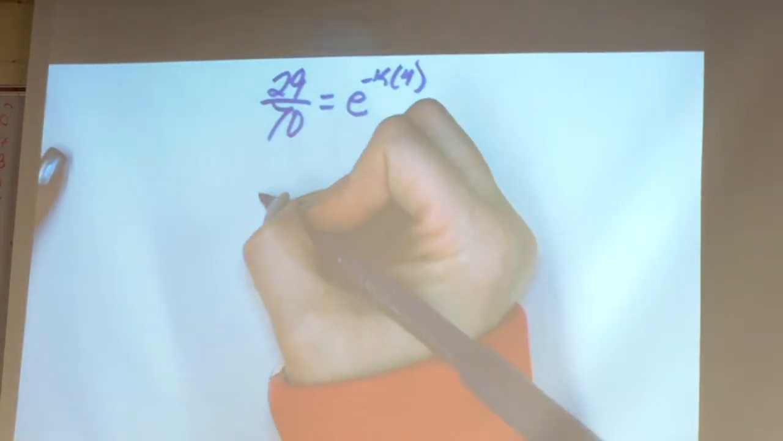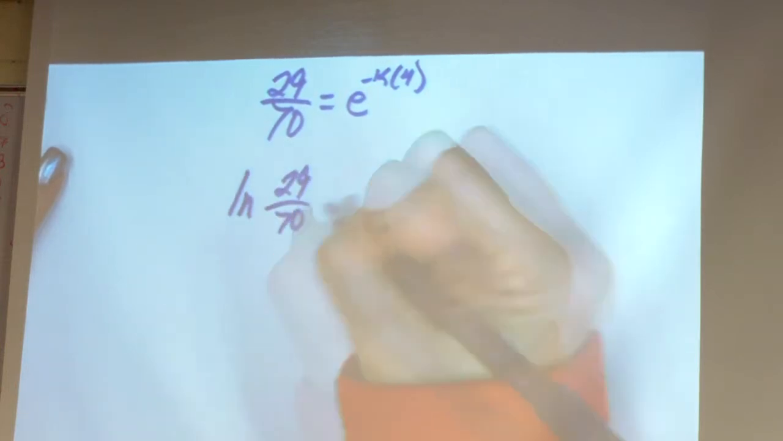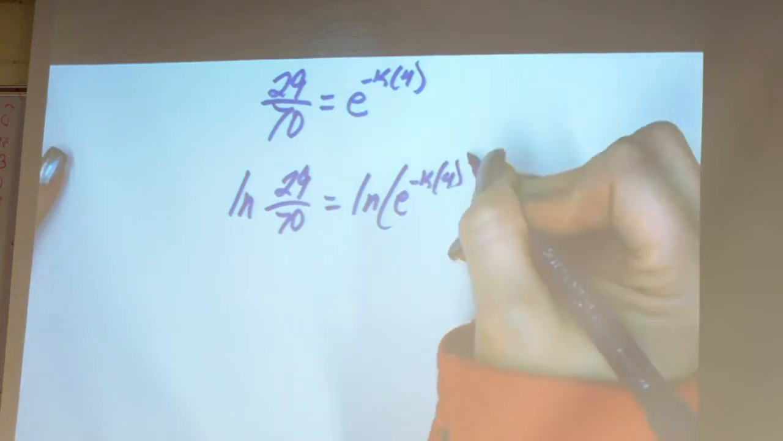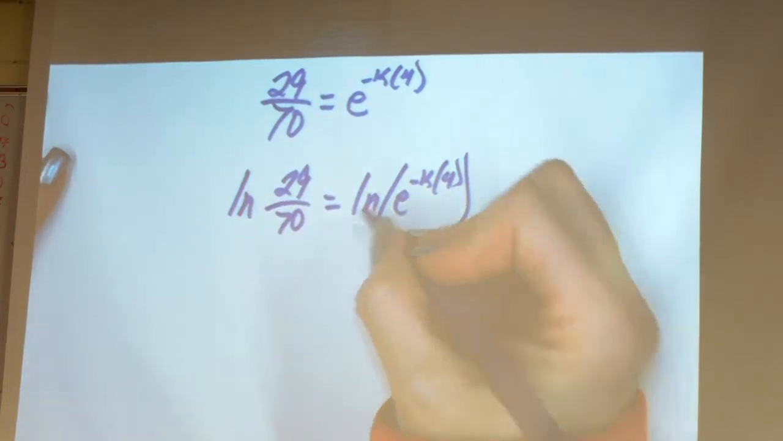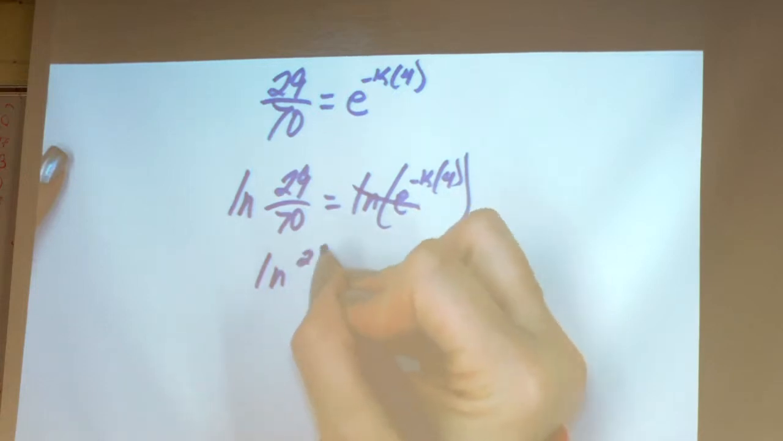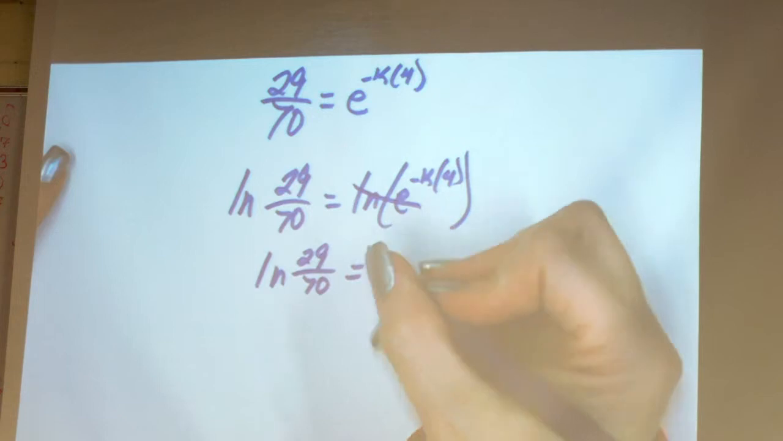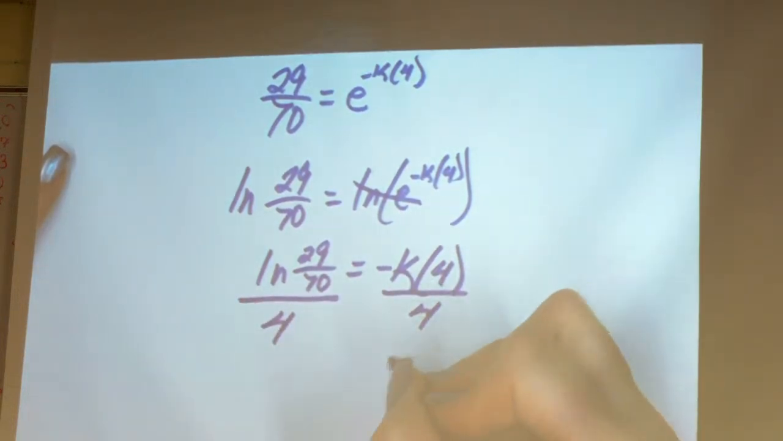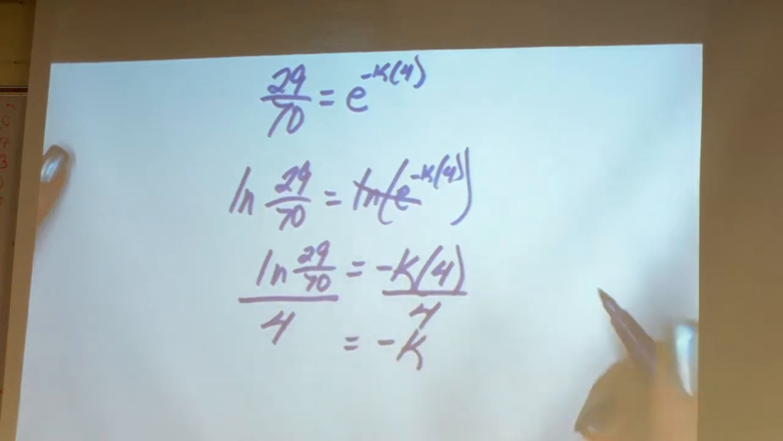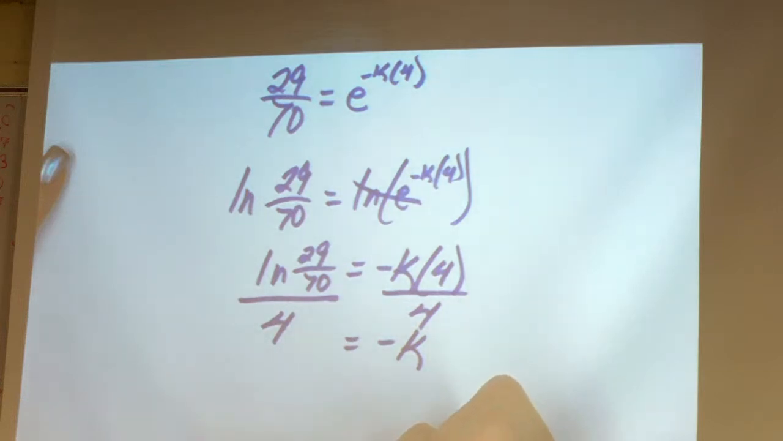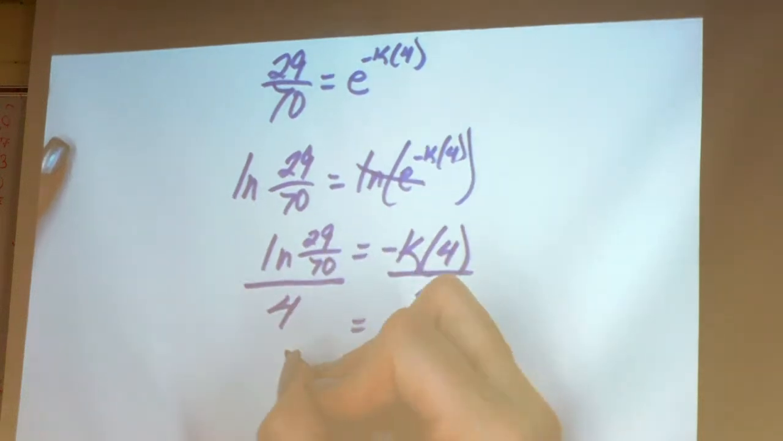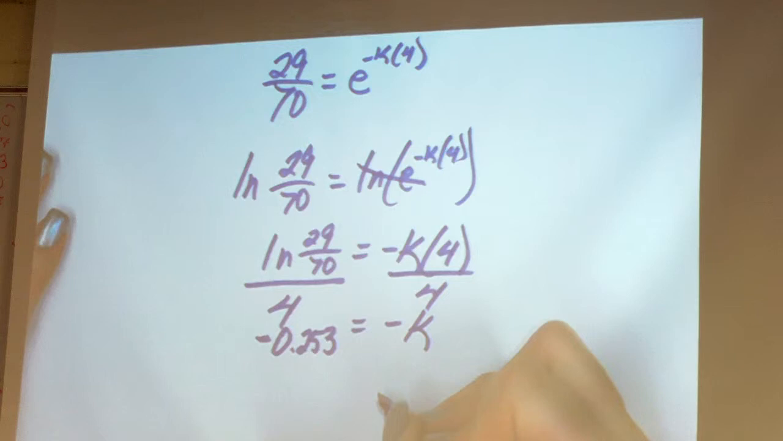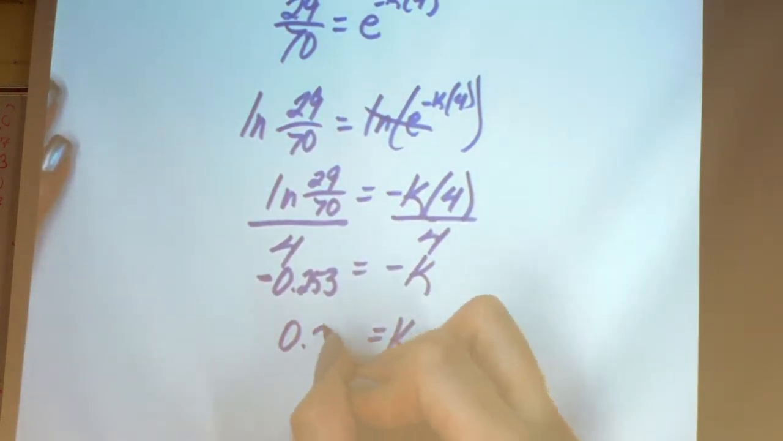And I'm going to take the natural log of both sides. So natural log of 29 over 70 and natural log of e raised to the negative k times 4. Okay, now my natural log and my e are going to cancel each other out. And so I'll have the natural log of 29 over 70 is equal to, now my exponent moves down, negative k times 4. And if I divide by 4 and divide by 4, this will give me my value for negative k. And so then I just divide by negative 1 for the other side. Anyway, this is going to give me negative 0.253. And so my k value is going to be positive 0.253.